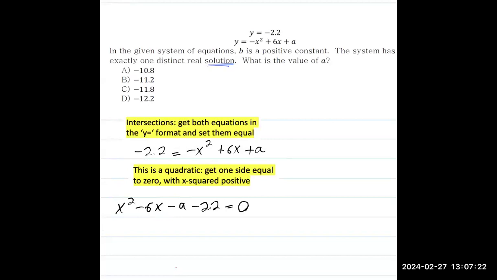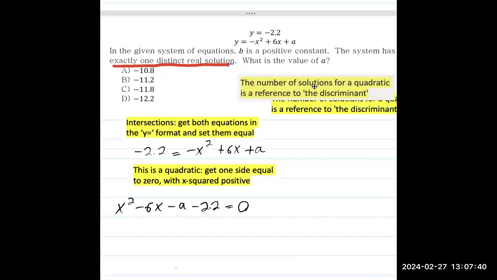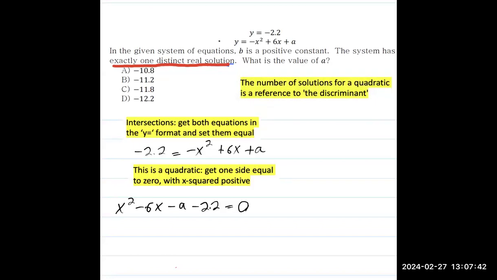And now we should notice that they're telling us the number of solutions. There's exactly one distinct real solution. And the number of solutions is a reference to the idea of the quadratic. And the quadratic is part of the quadratic formula, which you should know by heart. X is negative b plus and minus the square root of b squared minus 4ac all over 2a.